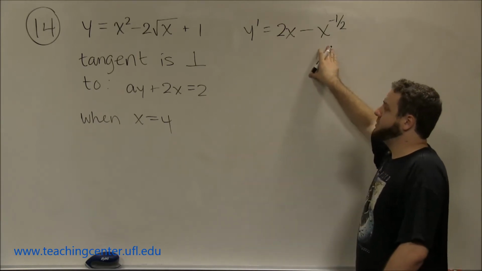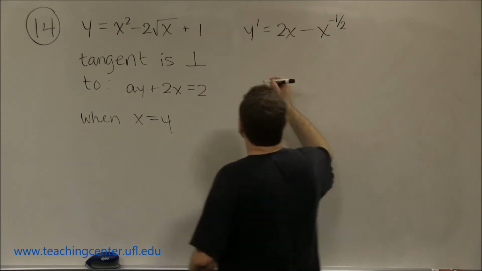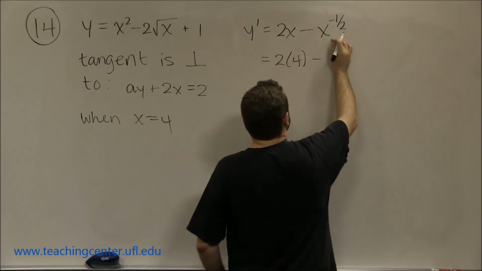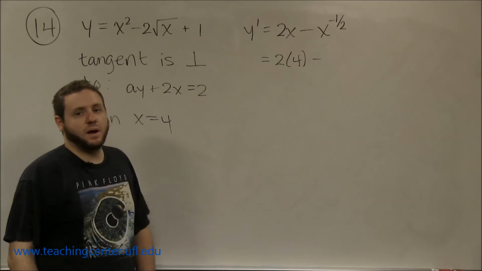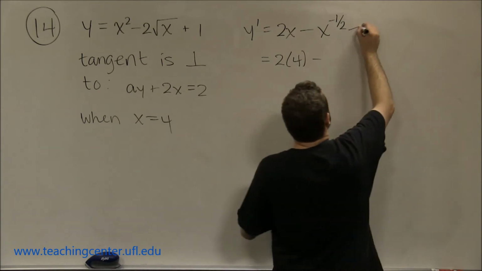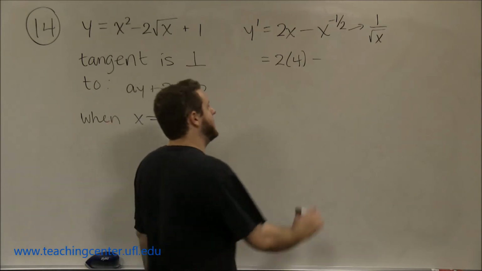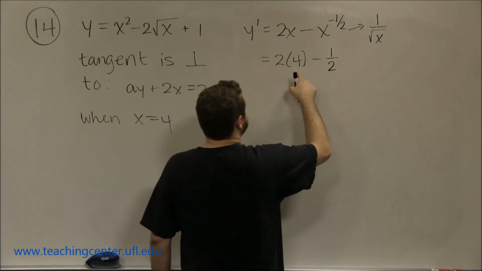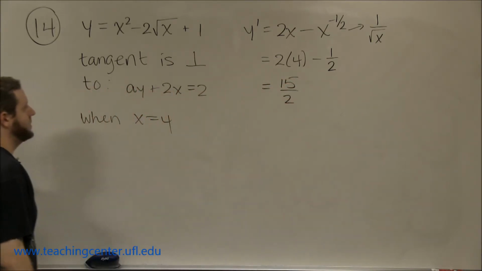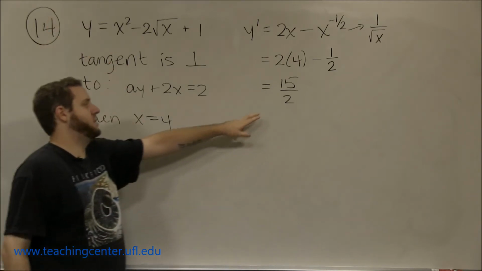So this would give us the slope of the tangent line. We know this is when x equals 4, so let's plug in 4 for x. So our slope is 2 times 4 minus 4 to the negative 1/2. Keep in mind that is the same thing as saying 1 over the square root of 4, and 1 over the square root of 4 would be 1/2. So this is 8 minus 1/2, in other words, 15 over 2. So our slope of this line at x equals 4 is 15 over 2.